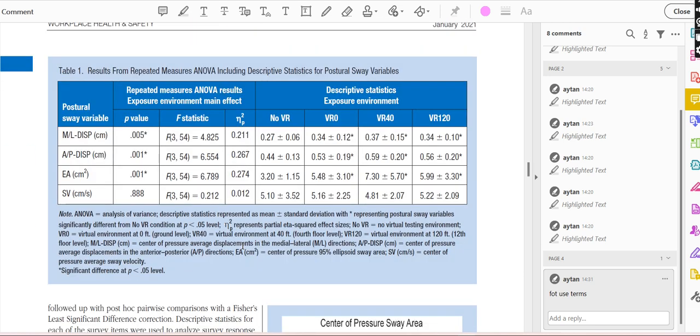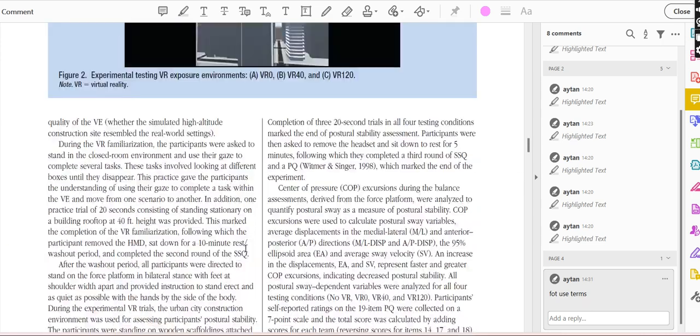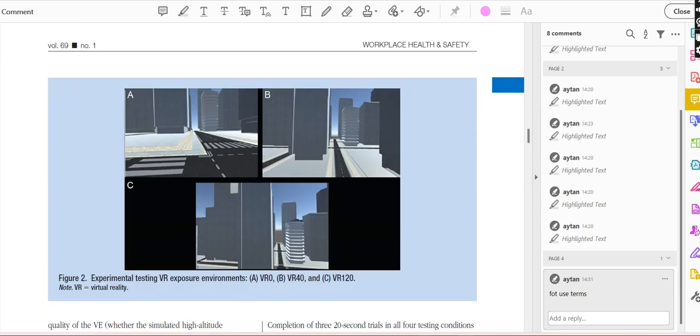Figure 2. Experimental testing VR exposure environments, VR 0, VR 40, and VR 120. Note: VR equals virtual reality.